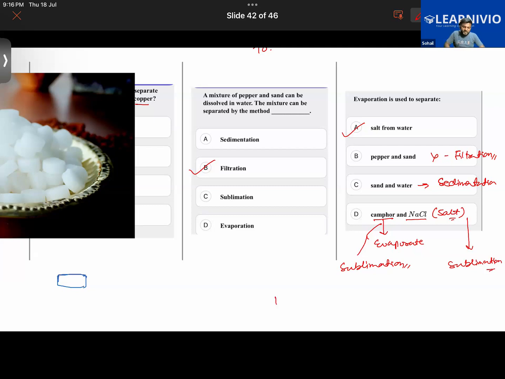In evaporation, a liquid changes to the gaseous state. But in the case of sublimation, a solid changes directly into the gaseous state. So when you have a mixture of salt and camphor, the camphor will go through sublimation, convert into the gaseous state, and you will be left with salt. So option A is the most appropriate. Hope that is clear.